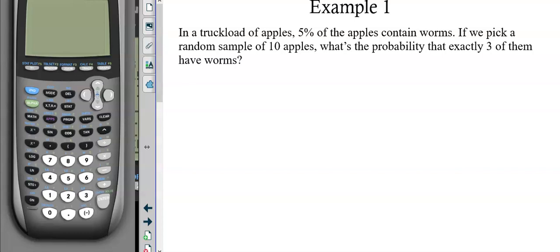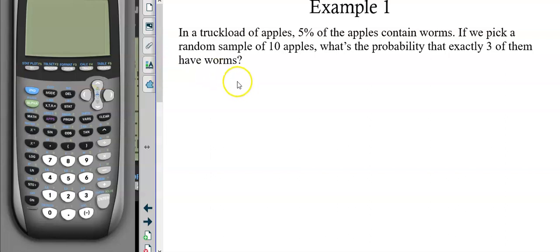All right, so this next part here is examples. Here we're going to deal with an example that deals with a truckload of apples. Of these apples, 5% contain worms. If we pick a random sample of 10 apples, what is the probability that exactly 3 of them have worms?